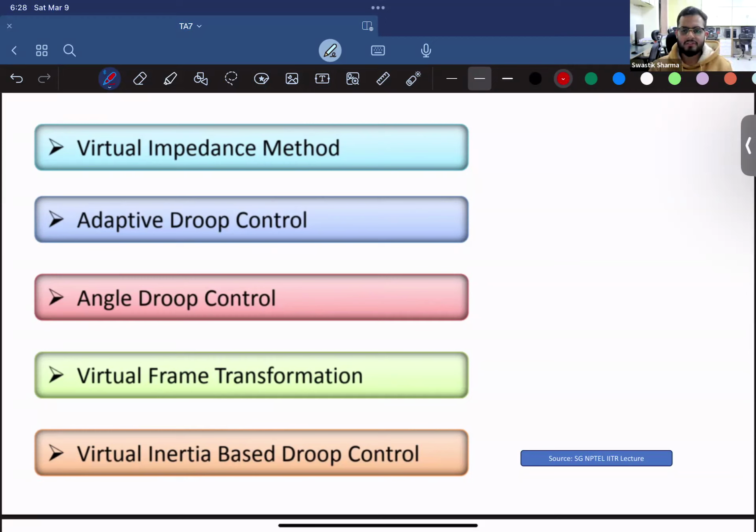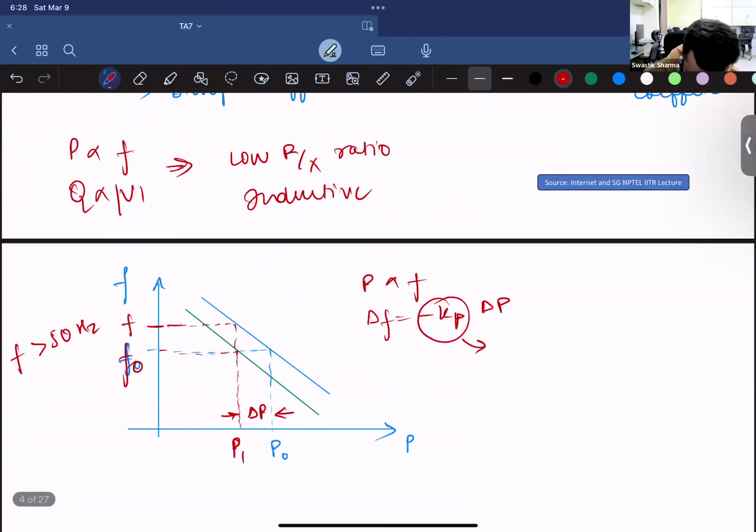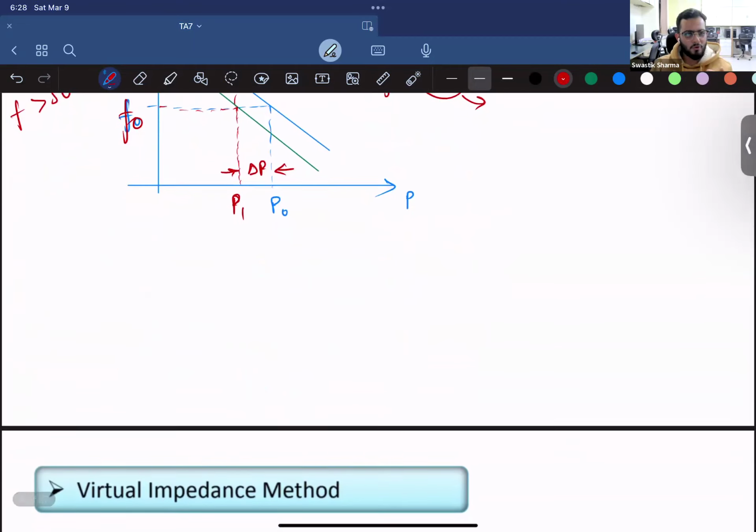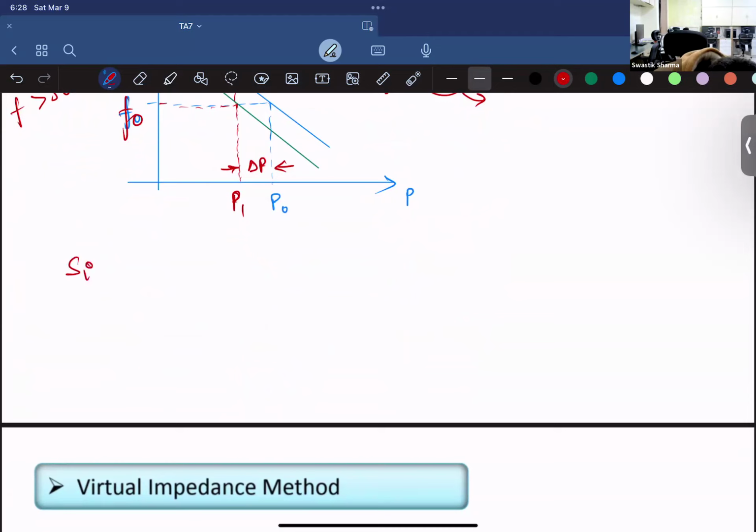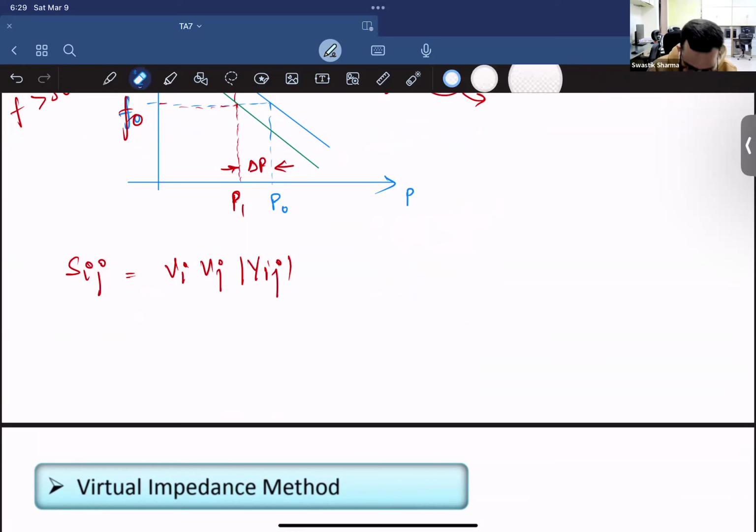How is the R by X ratio related to P and Q? Okay, so I gave this to you as an assignment, but let me tell you. I would have to go through the whole power flow analysis, but I'll try and sum it up for you. When we write the expression for apparent power, it's Sij for power flowing between buses i and j. We write it something like this.